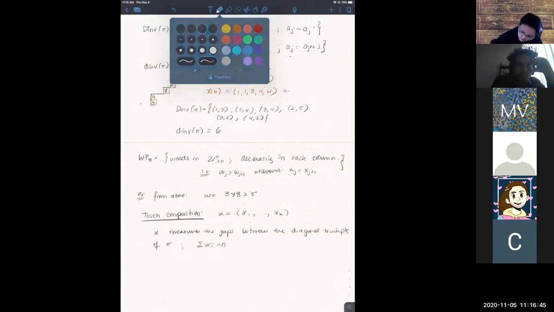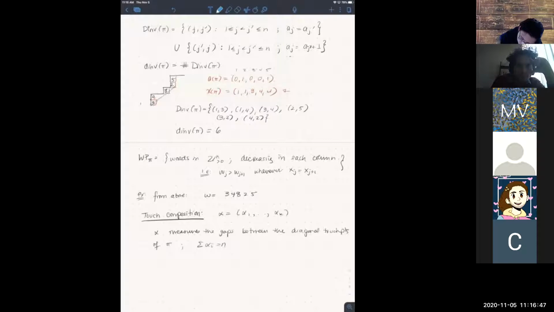So if we go back to our example, right, then here, the touch point, you're going to get a point here, and you're going to get a point here. So this is 2, this is 1, and this is 2 again, right? And so here, in the example from above, we'd get that alpha is 2, 1, 2. Okay, good.